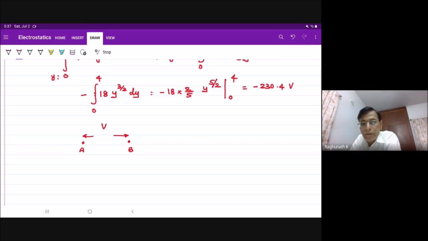Volt. 1 volt is what? When will you say that the potential difference between 2 points in the field is 1 volt? If the work done in moving a charge of 1 coulomb from one point to the other is 1 joule. Means what? 2 joules for 2 coulombs, 3 joules for 3 coulombs. 1 volt, V volts, where volt is 1 joule per coulomb. 1 volt is 1 joule per coulomb.